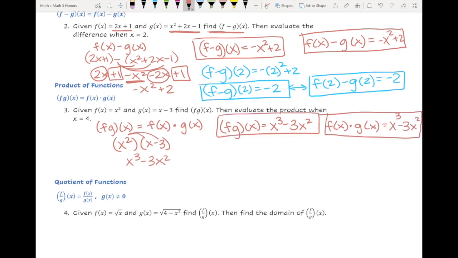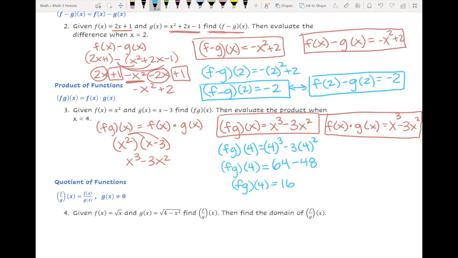And then the second thing that they have us do is to evaluate the product when x equals 4. So I've already got the product. I've already multiplied my two functions together, but they want the x to equal 4. So I will now have 4 cubed minus 3 times 4 squared. So 64 minus 48, a 16. So f times g of 4 equals 16. I could say the same thing with f of 4 times g of 4 equals 16.